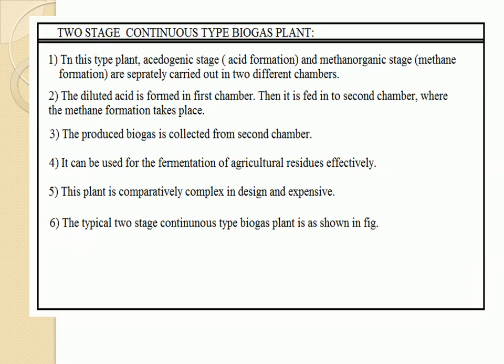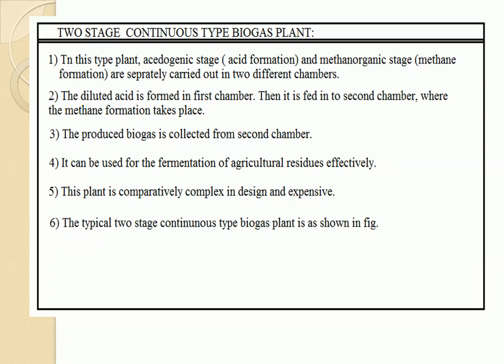It can be a complex process and it is costly also, but it forms a higher efficiency gas. This type of plant is comparatively complex in design and more expensive. The two-stage continuous biogas plant is as shown.